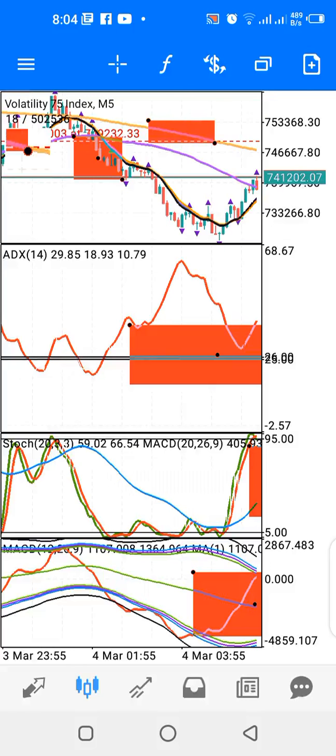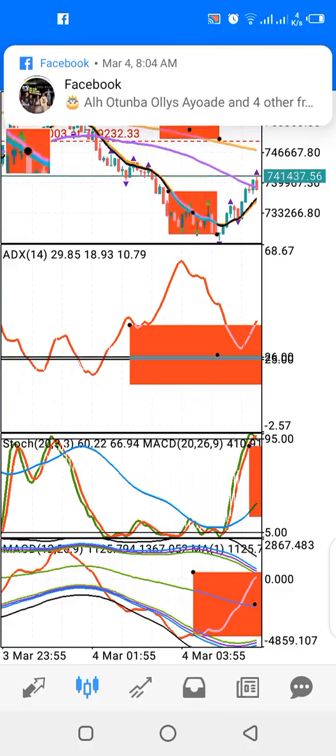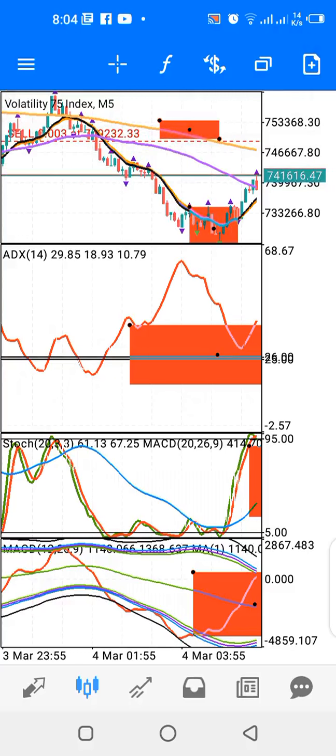This is the 200 moving average. The orange moving average tells us the trend. As long as price and the moving averages are below the orange, we have a bearish trend, so we expect price to go down, and we can see what happened. Price went down around here.